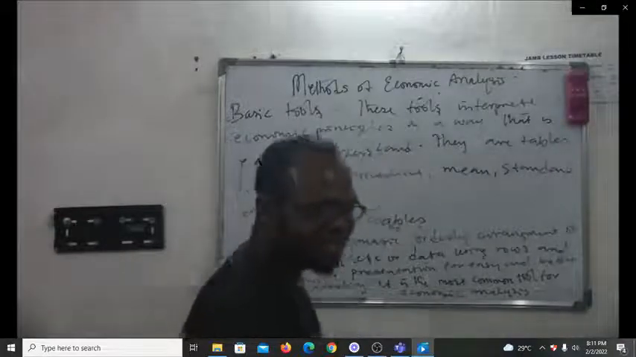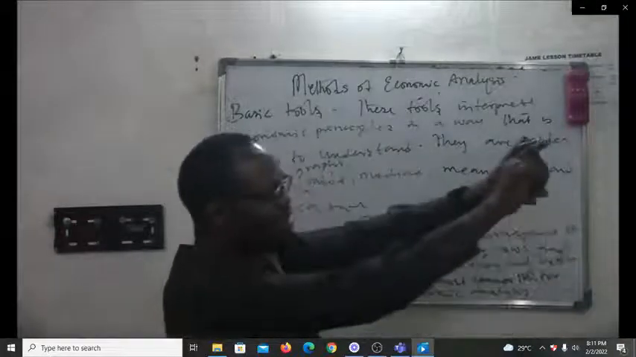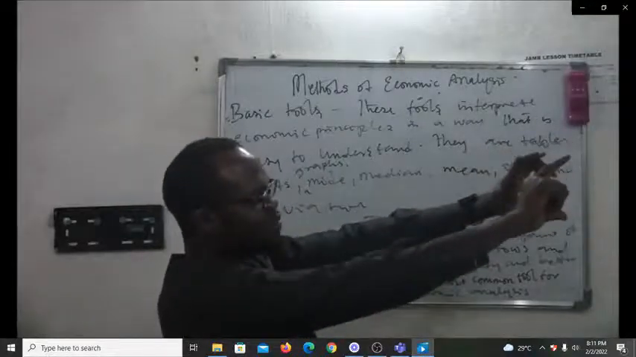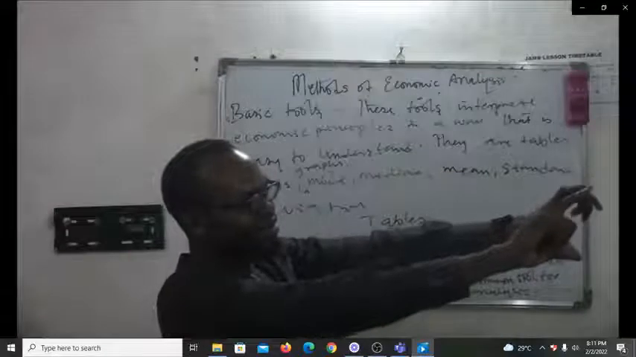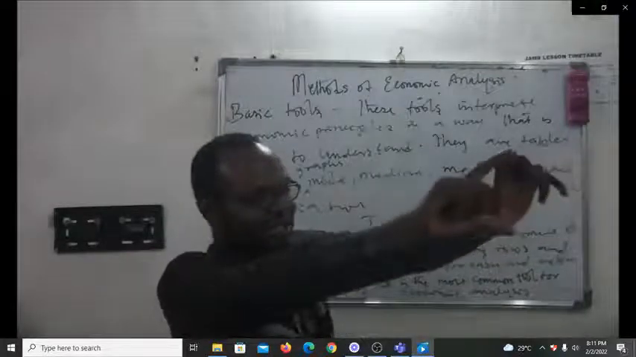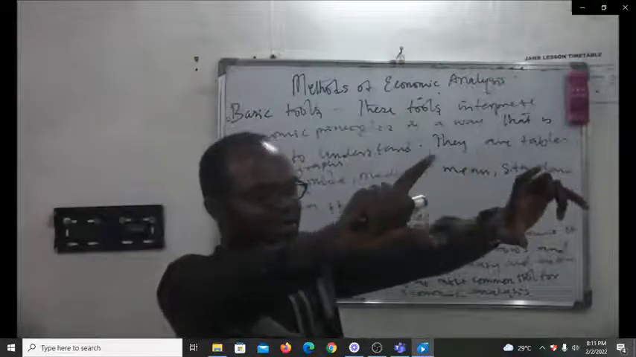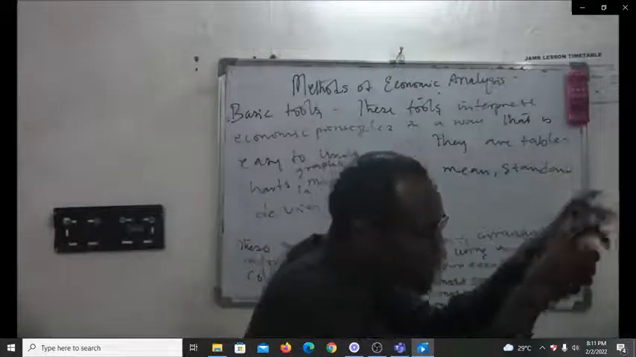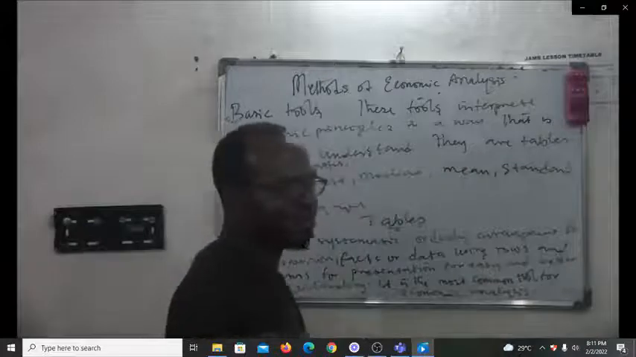Table. If you put it in a table, you see this country is making this amount of money. Nigeria is making 200,000 in a month from agriculture. America is making 1 million in agriculture. Which country is making more money? America. You can show it in a table.